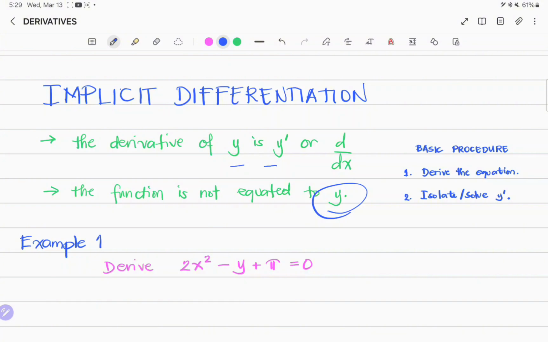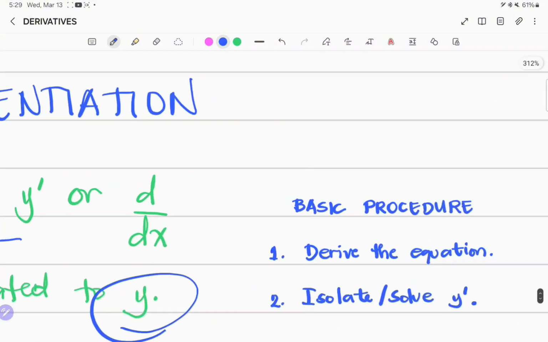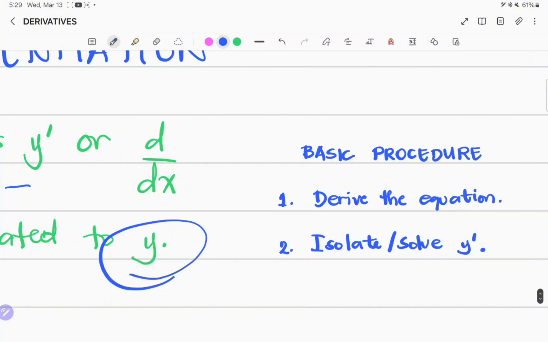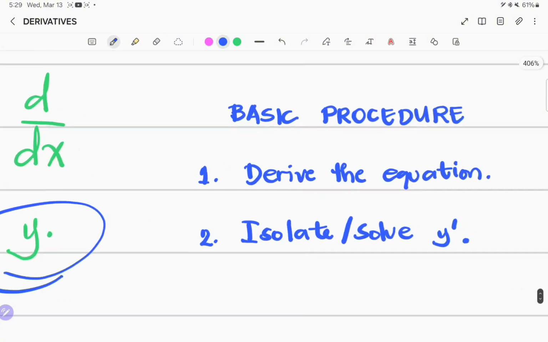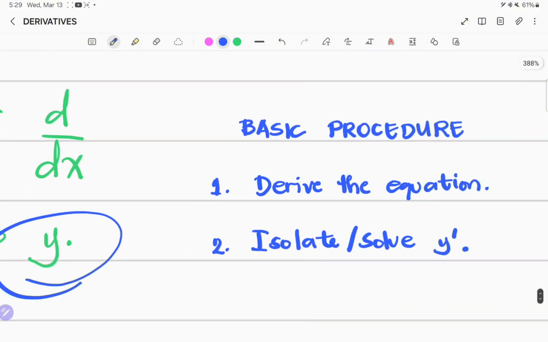Now, to do implicit differentiation, I will be using the suggested procedure. Number one is to derive the given equation or function using the different formulas that we had from our past discussion. And afterwards, we have to isolate or solve for y prime.